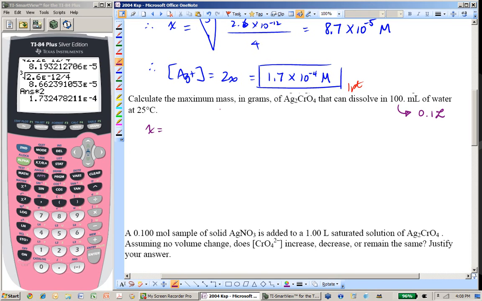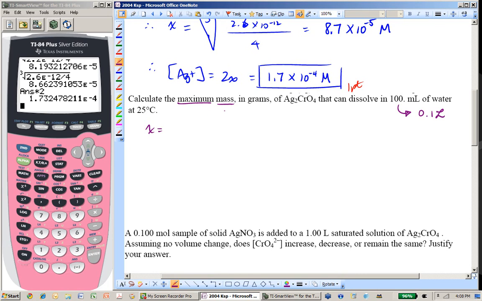Calculate the maximum mass. Can you tell I'm a little bit under the weather? I'm a little nasal today. I got a little bit of antihistamine going on. I think it's messing with my thought process. You ever get that antihistamine fog grogginess? I'm there, folks. I am there.